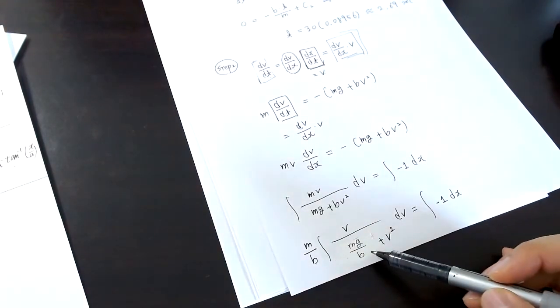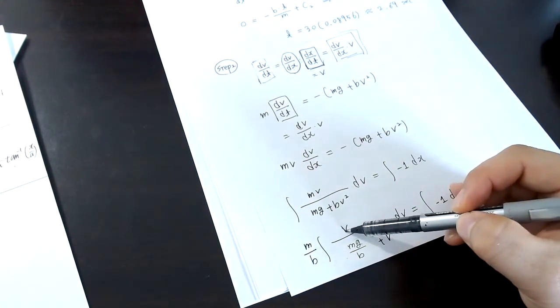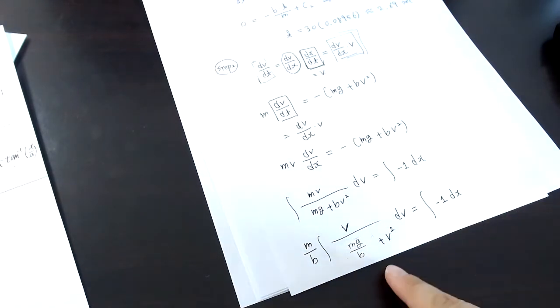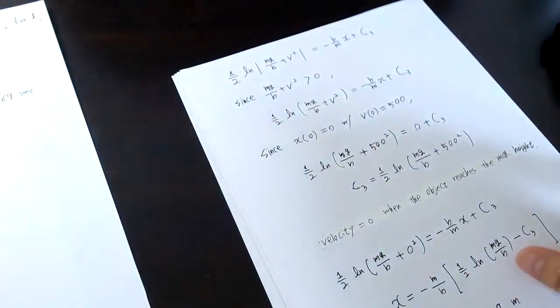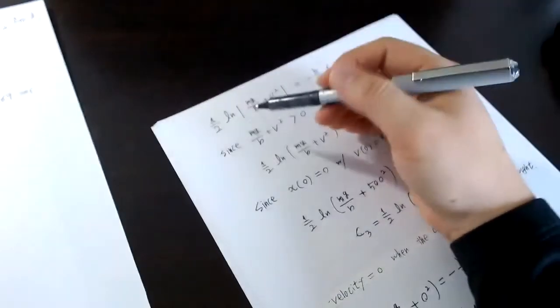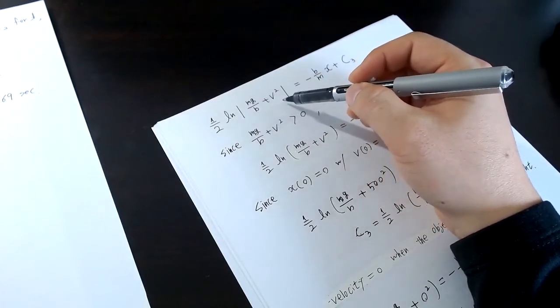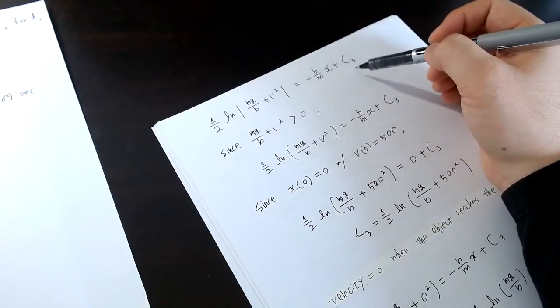I'm not going to express mg over b as the square of the square root of mg over b, because you see that the numerator on top is a v. So this can be evaluated by using u substitution. Applying u substitution, we get 1/2 times the natural log of the absolute value of mg over b plus v squared, equal to negative b over m times x plus c3.